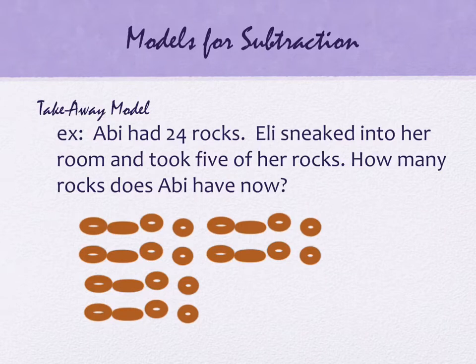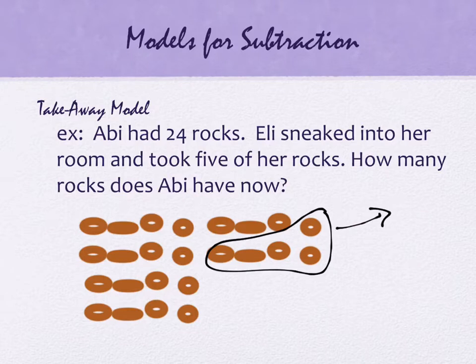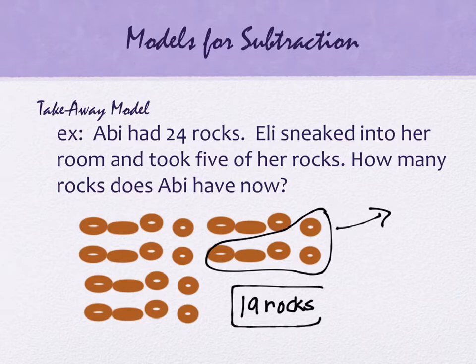Then Eli sneaks in and takes some away. In particular, it says he takes away 5, right? So here's the 5 that he sneaks out with. And a young child would literally count these up. That's where kindergarten subtraction starts, with counting. So we count up the ones that remain, that have not been taken away, and we would have 19 rocks. So we're doing it from the perspective of I have something and part of it disappears. And you can do all sorts of things, and I'm not going to say anything more because you're going to do one for me in a minute. That is to create one.